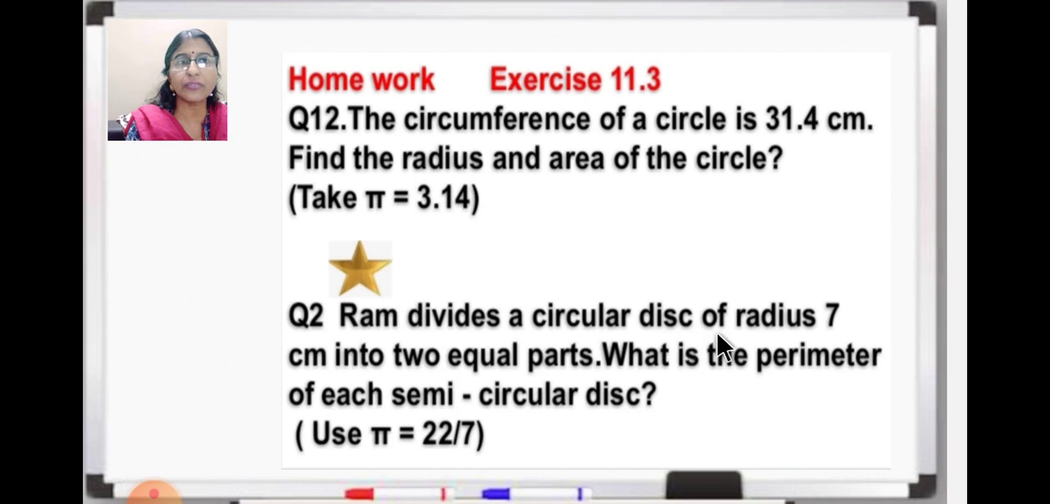Ram divides a circular disc of radius 7 cm into two equal parts. What is the perimeter of each semicircular disc?